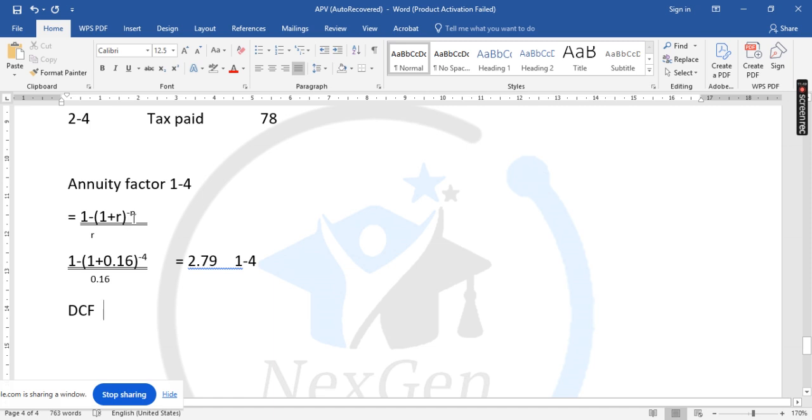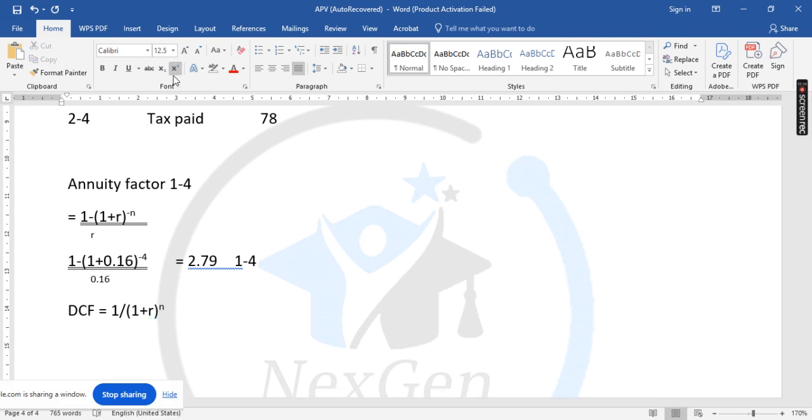So let me just copy this. What is the DCF? What is the formula? It equals 1 divided by 1 plus r, raised to minus n, or whichever way you want to use. This one is n. Me, I'm using this formula.